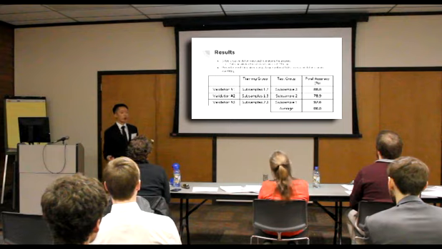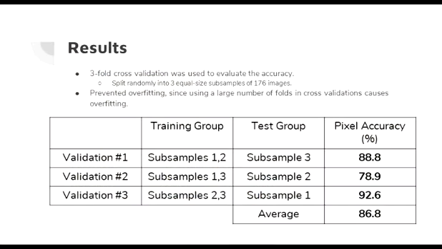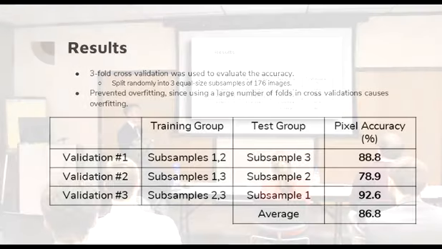I used a 3-fold cross-validation. And what that means is I would split my data set up into 3 parts, and the first 2 parts would be used as a training group, and then the third part would be used as a testing group. And then it would switch over and use different 2 training group sets, and then use the second for a test group. And so for my first validation, you have an 88.8% accuracy, and 78.9 and 92.6. This is an average accuracy of 86.8%.